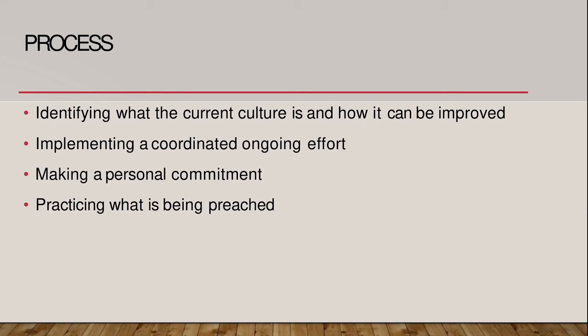So this is a step-by-step process. Identify what the current culture is and how it can be improved. If you are working in an organization and HR is planning to implement a new environment, they should plan what the current culture in the organization is and how it can be improved. And you should have a coordinated ongoing effort. You should implement it like that only. It should not be totally different. It should be a totally coordinated ongoing effort. Then you should try to get personal commitment from all the employees.